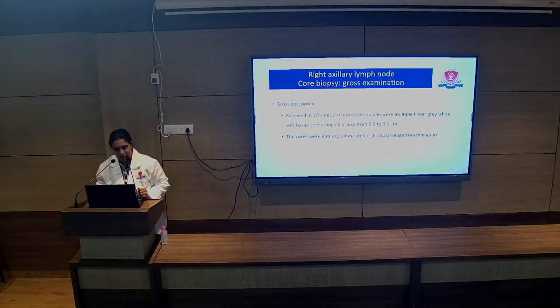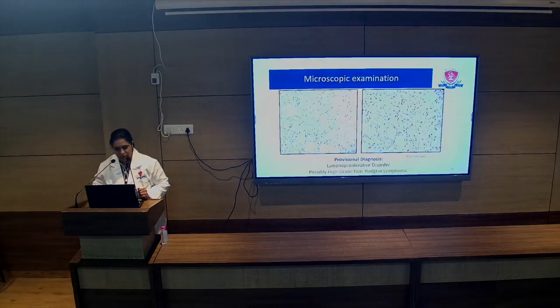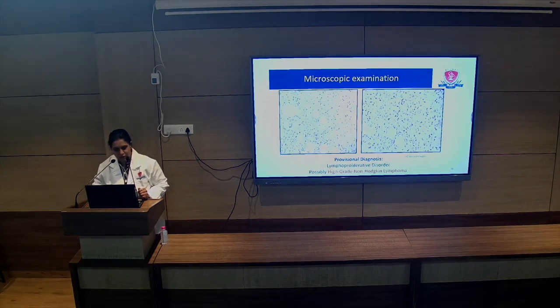Specimen, and the cores were well fixed. All the cores were submitted for histopathological examination. So on imaging, these are the high magnification images of HE stained sections from the core biopsies.